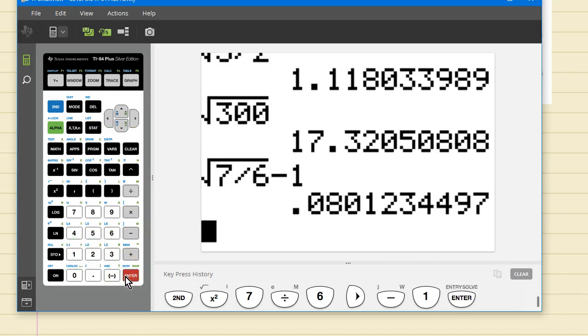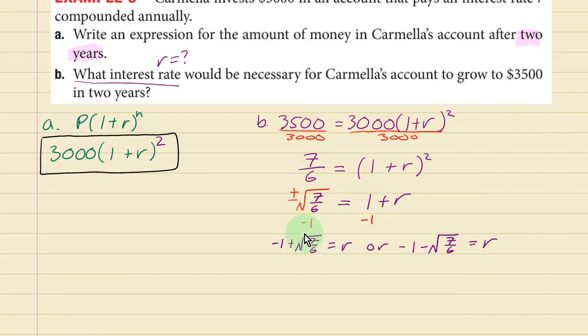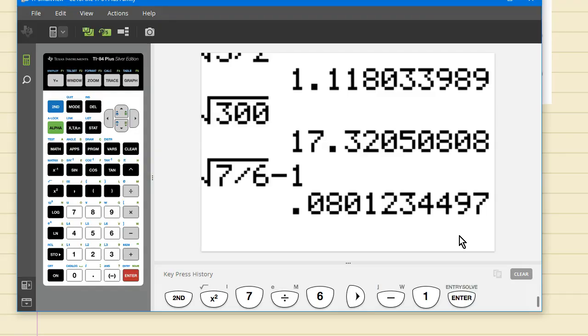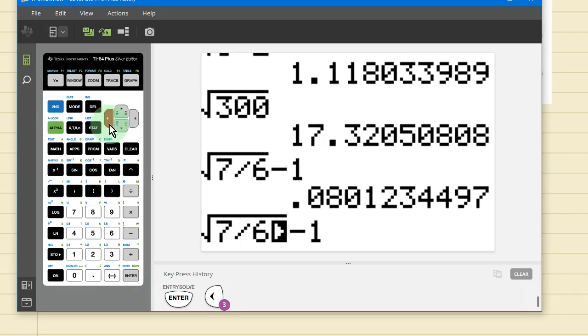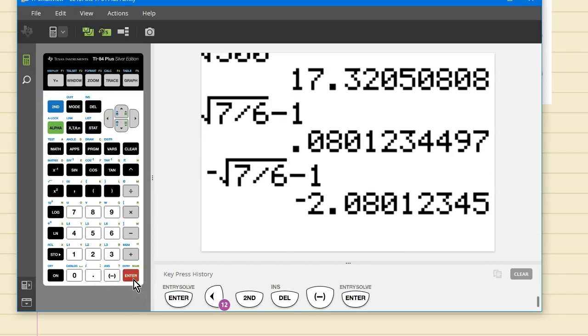That's 0.0801. That's the one on this side here. And if you do this one here, I'm just going to hit second and entry to bring that up, and insert, with second insert, a negative symbol here. And suddenly this doesn't really make sense. We're saying that the interest rate is negative 208%.